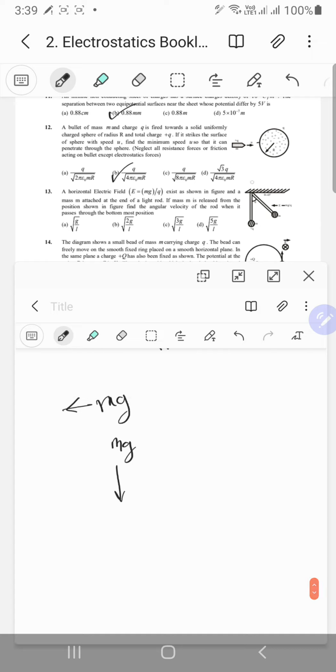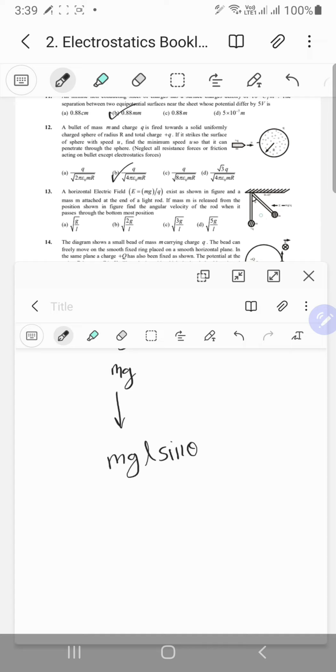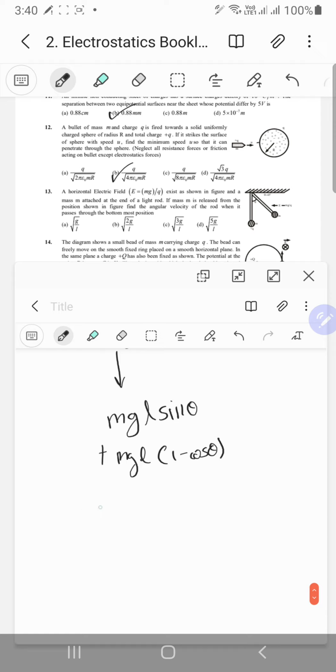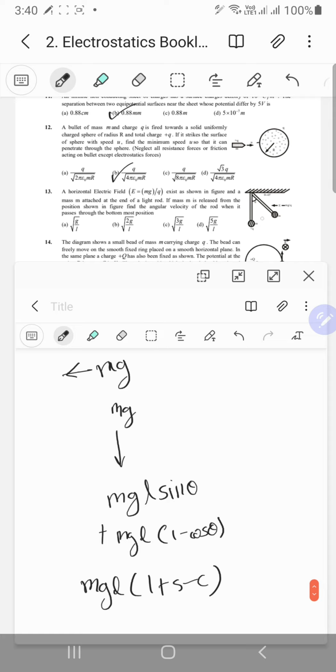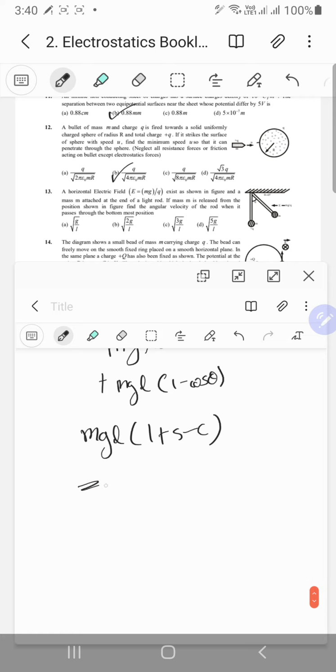So just go mg times whatever this distance is. What's the distance though? It's going to be this thing times sine theta, say L sine theta. So mgL sine theta would be the potential energy it gained at this point, plus mgL times this distance that it went, which is going to be 1 minus cosine theta. So this is just mgL into 1 plus sine theta minus cosine theta. That's the energy that it gained, and this should be half mv squared.